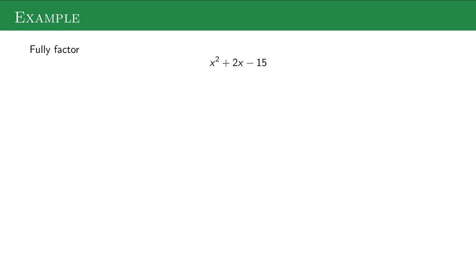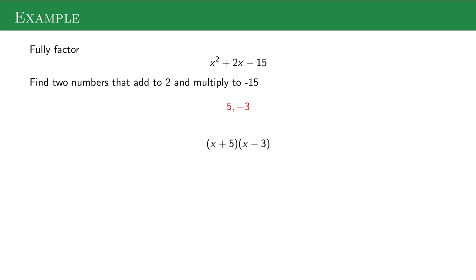Right, here again, we need to add to 2 and multiply to negative 15. That's positive 5 and negative 3. Because there's no number in front of x squared, you can go straight to your answer, x plus 5, x minus 3. Just make sure you only do this when there's nothing in front of x squared.